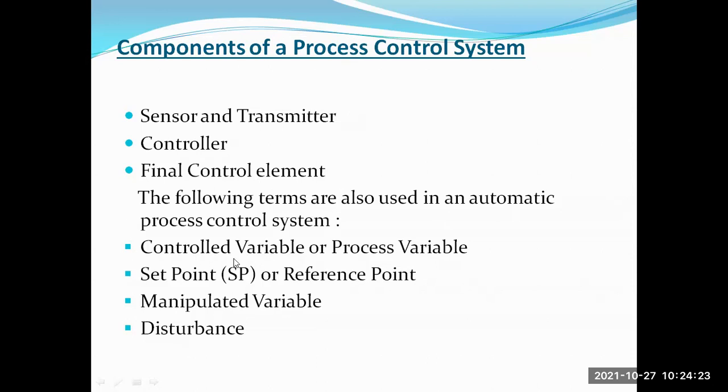First one we discuss is the control variable or process variable. Number two is the set point, SP, or reference point. Number three, the manipulated variable. And number four, the disturbance variable. First, the control variable or process variable: this must be controlled or maintained at some desired value or desired point. Like in our previous examples, the stirred tank temperature control system or liquid level control system. These are the control variables or process variables we have to control or maintain at some desired value.